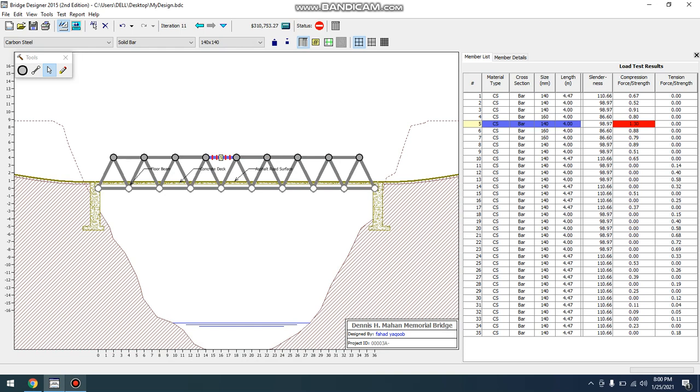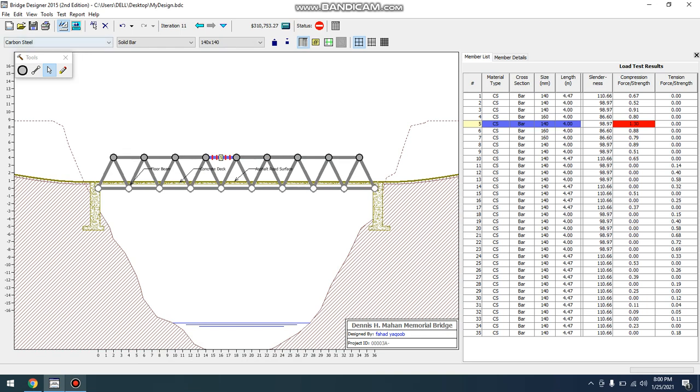So this is my model of a truss bridge, and you know that a truss is only designed for axial forces such as compression and tension, as each of the joints is designed as a pin. So you know that a pin is unable to resist any kind of movement, so there is no moment and shear produced in the structure.